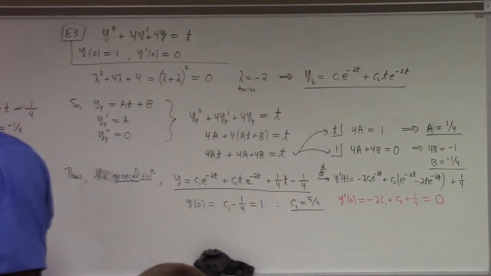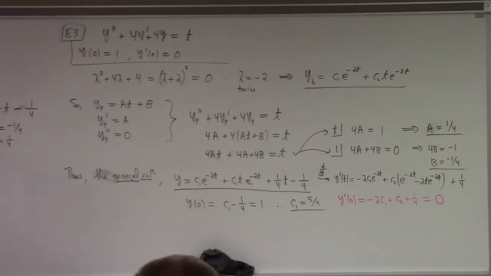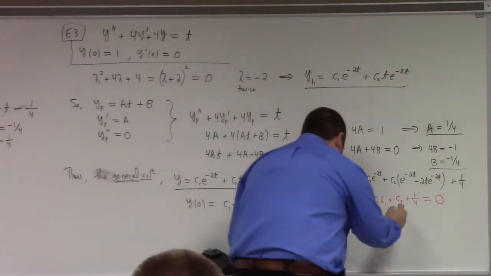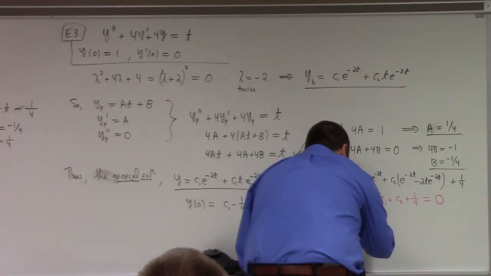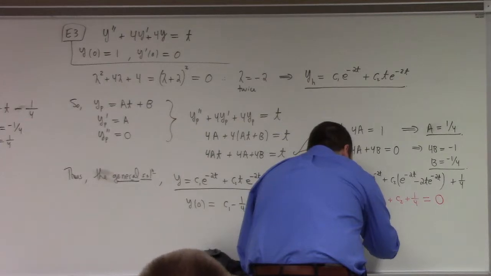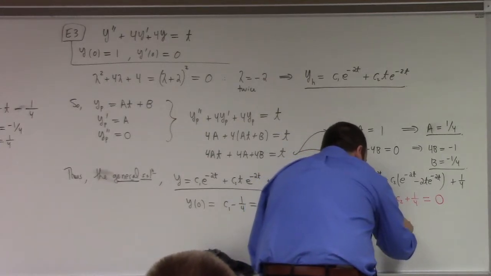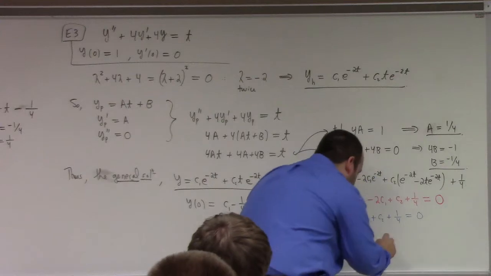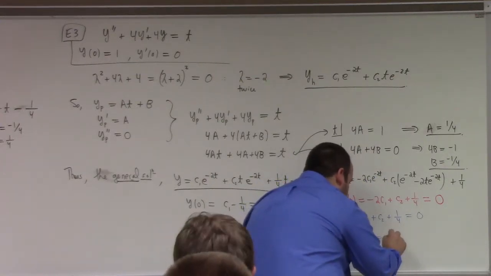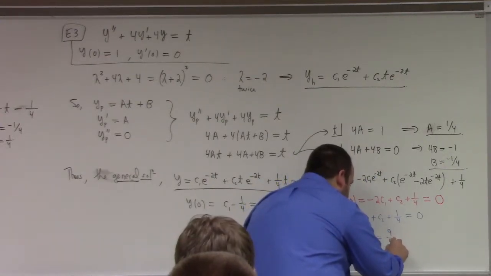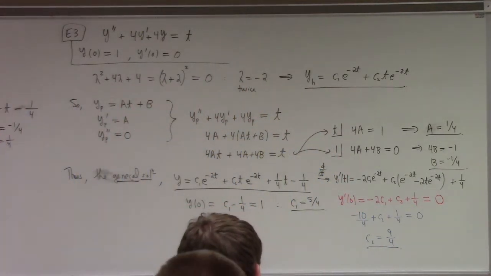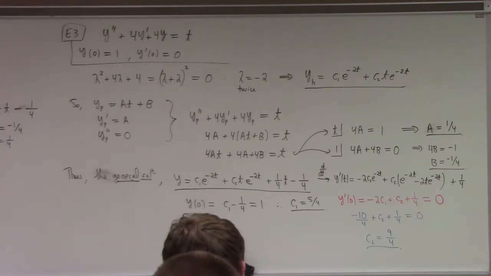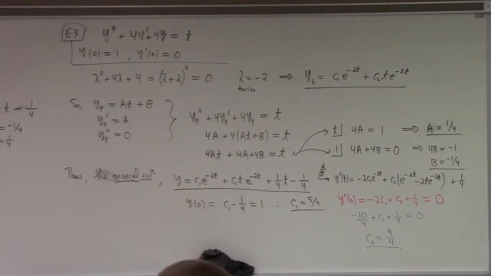Okay, so we can do the algebra. We already figured out that C1 is, what was it? Yeah, so we got minus 10 over 4 plus C2 plus 1/4 equals 0, which means that C2 is 9/4, if I haven't made a mistake.